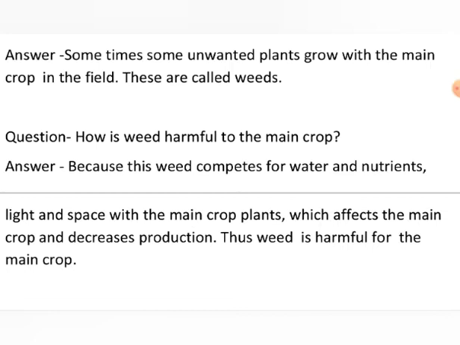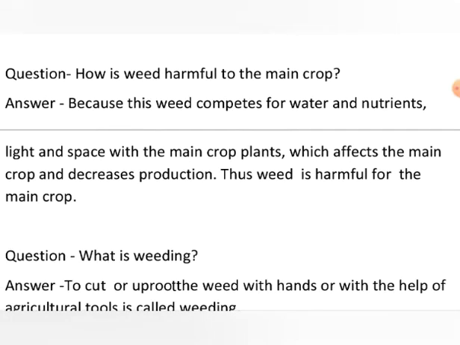How are weeds harmful to the main crops? It is said the weed is harmful for the main crop. Let me discuss why. Because these weeds compete for water, nutrients, light and space with the main crop plants, which affects the main crops and decreases the production. Thus weeds are harmful for the main crop.